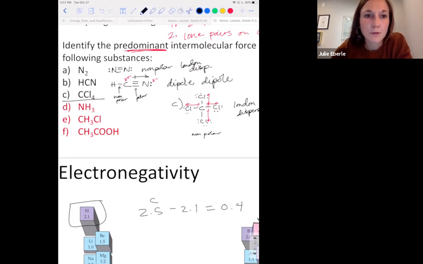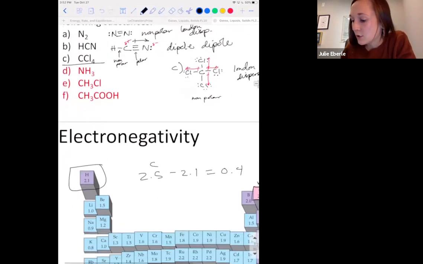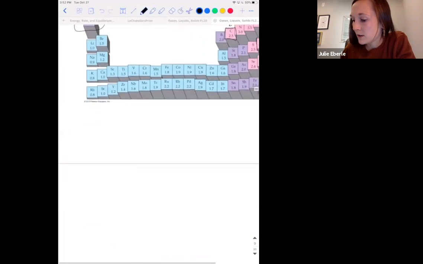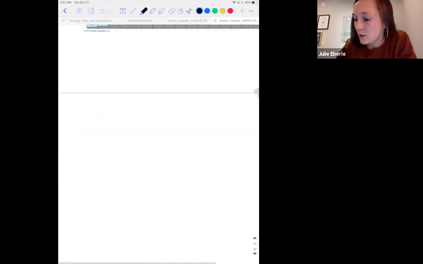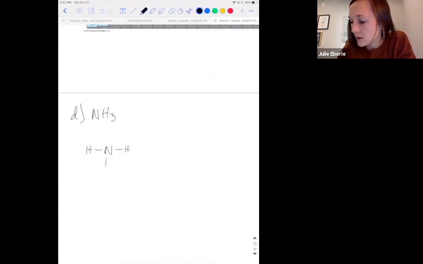Okay, here are the results from the polls. So number 1, the dominant intermolecular interaction for two molecules of NH3: most people said hydrogen bonding, but we also had several people pick London dispersion and dipole-dipole. So let's look at this. Let's draw it out. D was NH3. If you draw this out, you should have a Lewis structure that looks like this.